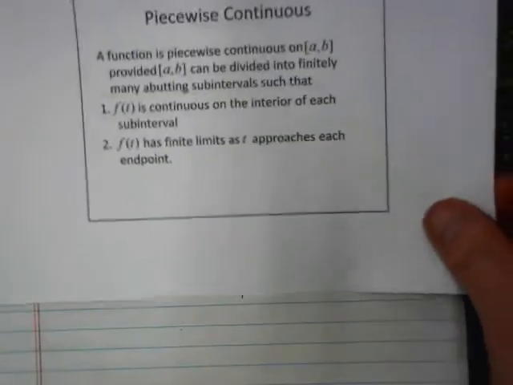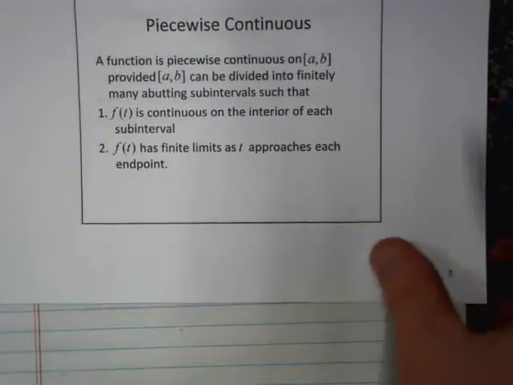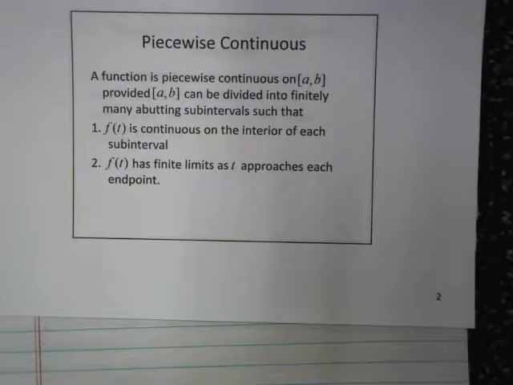All right, the next thing we have, a new definition. A function is piecewise continuous on the interval a to b, provided a to b can be divided into finitely many abutting subintervals, such that f of t is continuous on the interior of each subinterval, and f of t has finite limits as t approaches each endpoint.